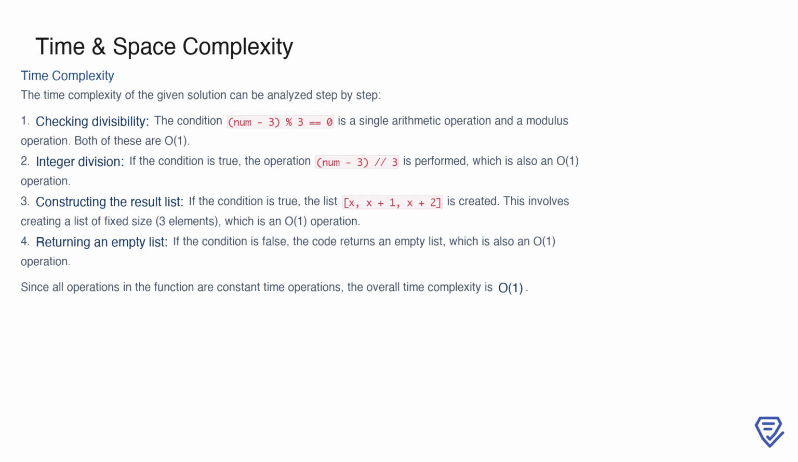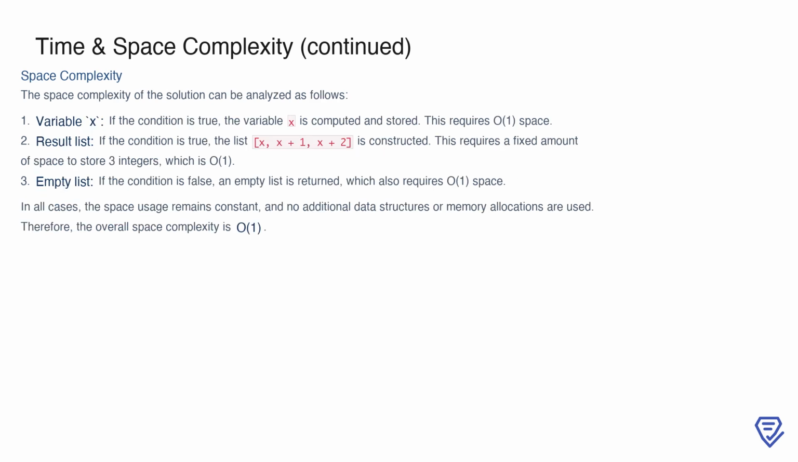constant time operation. Next, the solution constructs the result list x, x plus 1, x plus 2, which involves creating a list with 3 fixed elements. Since the size of the list is constant, this step is also O(1). If the condition is false, the function simply returns an empty list, which is another O(1) operation. Adding all these steps together, every operation in the function takes constant time, so the overall time complexity of the solution is O(1).